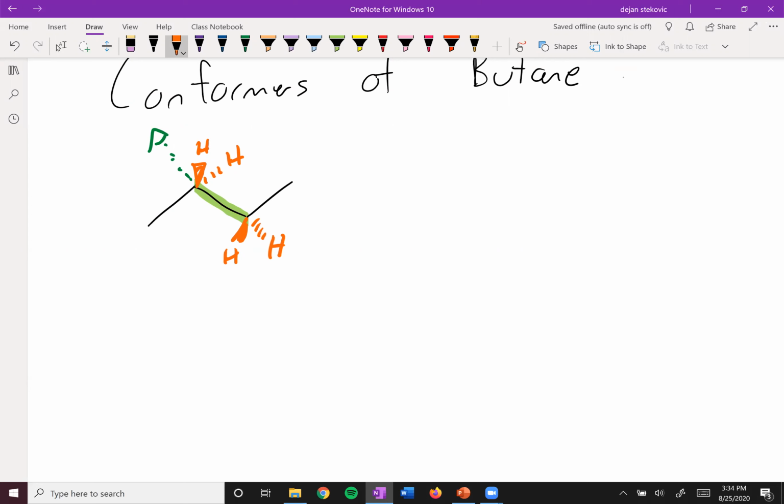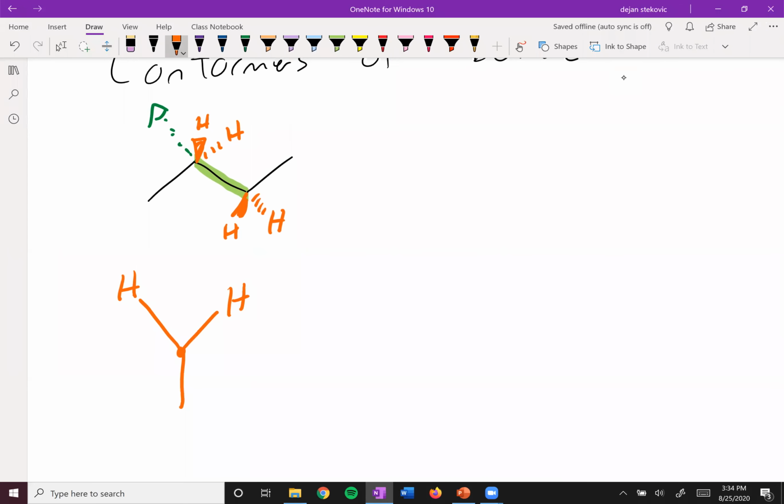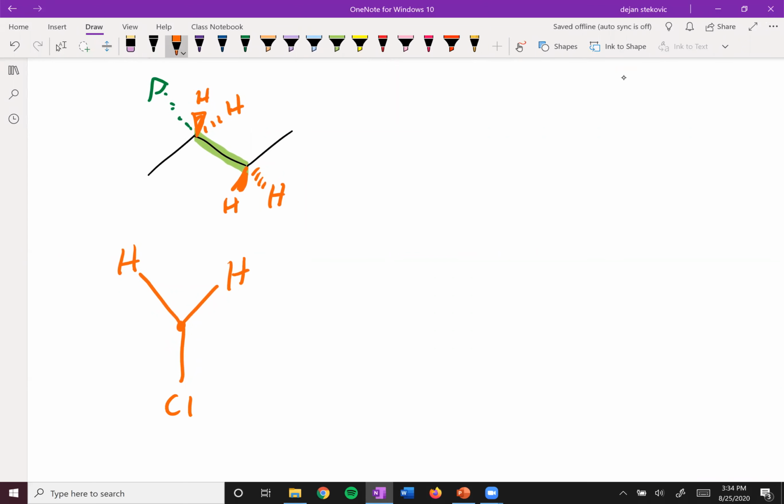So in this case, our front carbon is going to have a hydrogen off to the upper left and upper right. And then when we go down, there's going to be a methyl group, right? A CH3. So now you can see this is different than that of ethane because now we've got different substituents on here. And then we've got our carbon in the back. So that's going to be kind of this guy right here. And it's got a hydrogen to the bottom left, bottom right, and then a CH3 group on top.